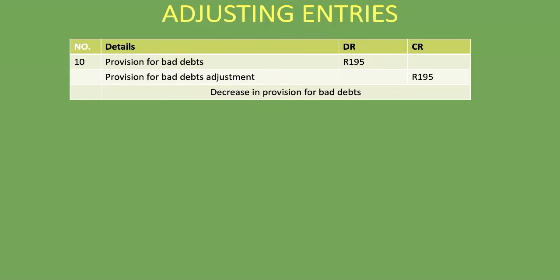If it was increasing, you just switch these two accounts. You debit provision for bad debt adjustment as an expense and credit provision for bad debts as a negative asset account, which is increasing, because a negative asset account increases on the credit side.